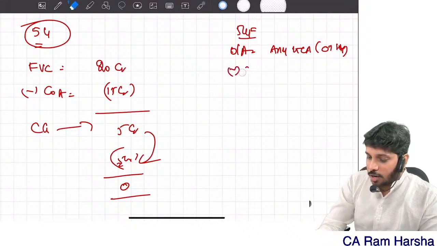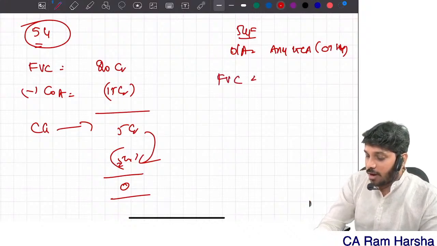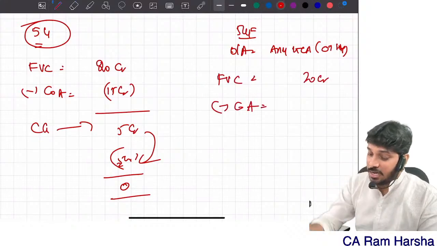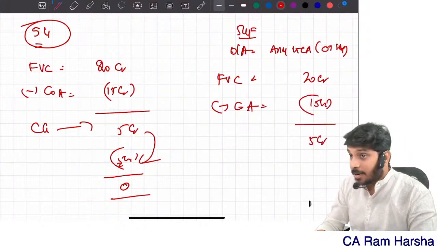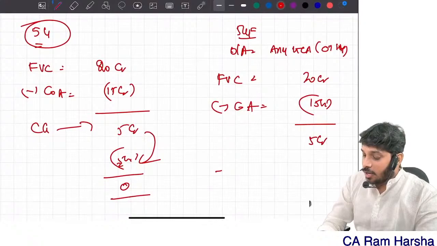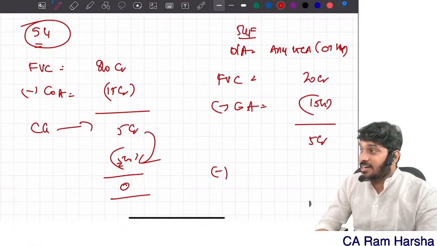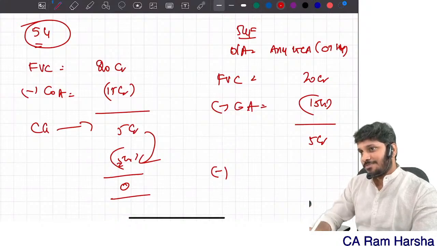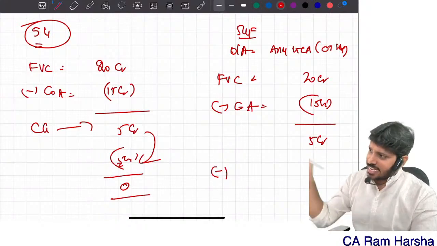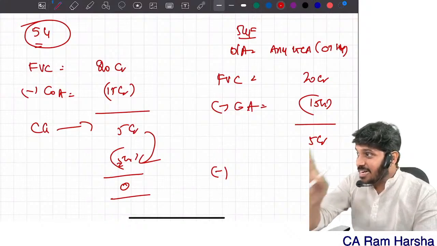Full value of consideration 20 crores, minus the price at which you purchased that land, 15 crores. What is the capital gain? 5 crore. Now, under 54F, what should you purchase? You should purchase house property. Original asset, any asset other than house. Investment in house property.